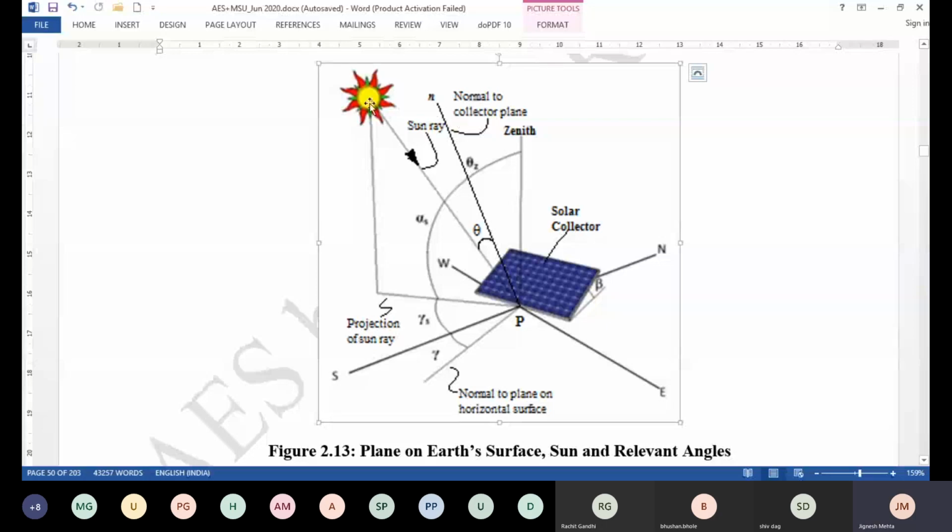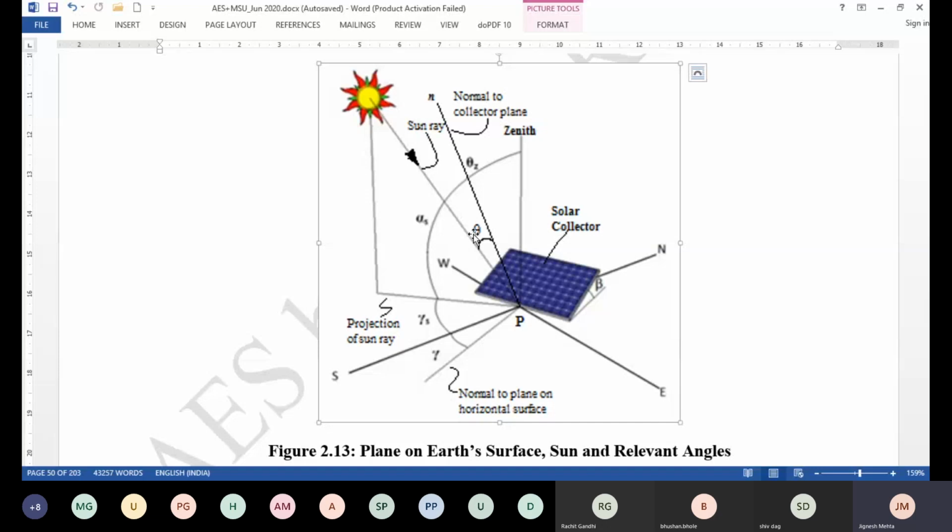Now the sun ray, if you draw a line joining this point P on the plane of the surface of the collector, then the sun ray makes some angle with the normal to the collector, and that is given the notation theta. This angle is called the incidence angle, and that is perhaps the most important angle that we wish to calculate, or we wish to know further about.